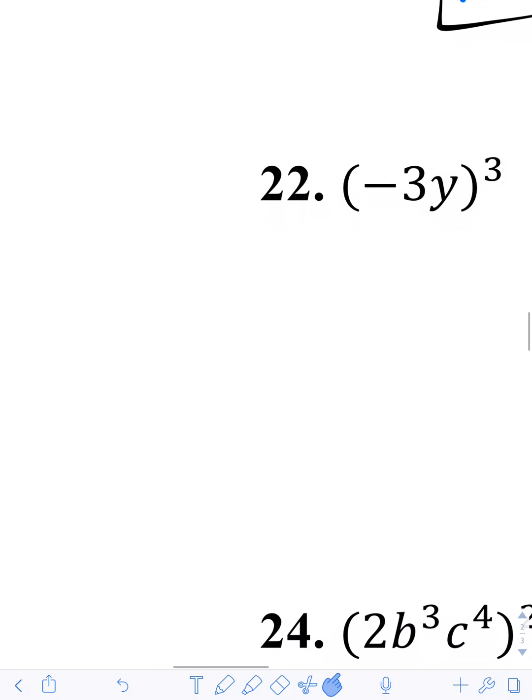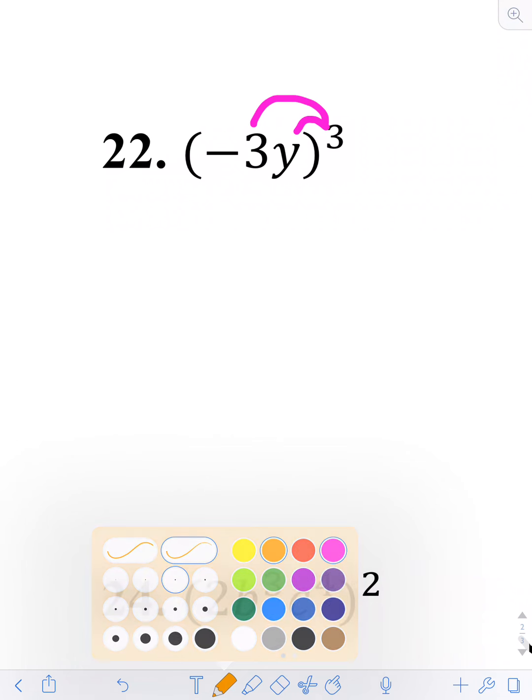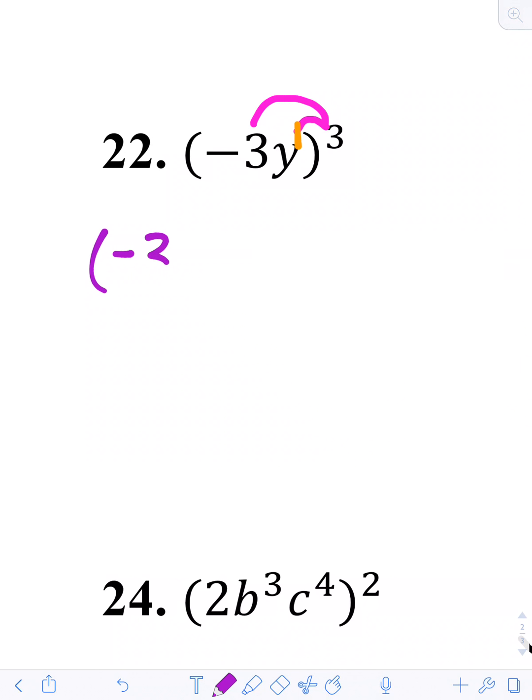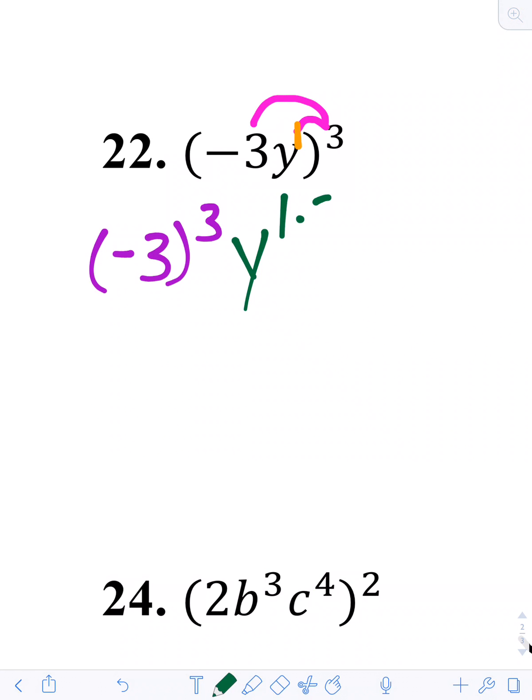Alright, number 22. So again, we have to distribute to the -3, and we distribute to the y. So remember, this is a 1. So we have -3 to the 3rd power, and we have y, 1 times 3. Okay, -3 to the 3rd power. If you put that into your calculator, -3 times -3 times -3, or you can do -3 to the 3rd power, and you get -27, and you get y, 1 times 3 is 3.